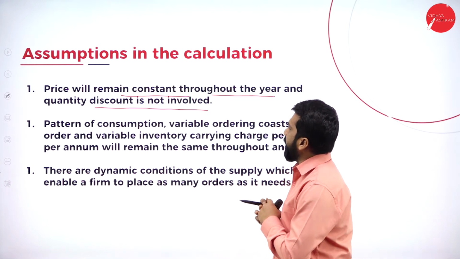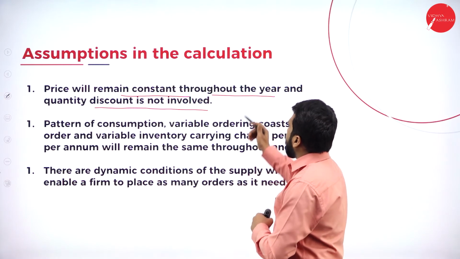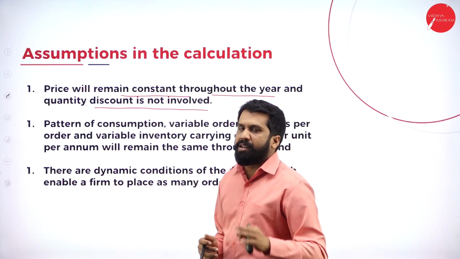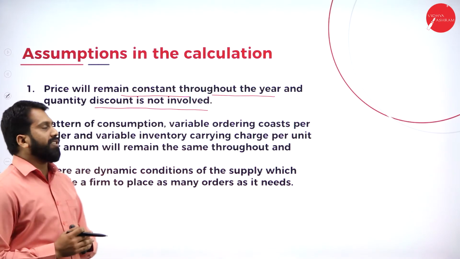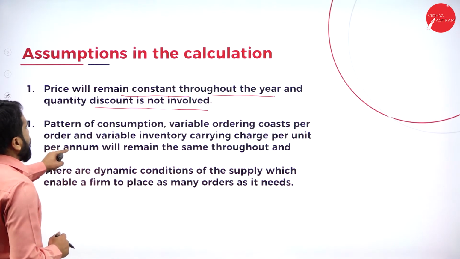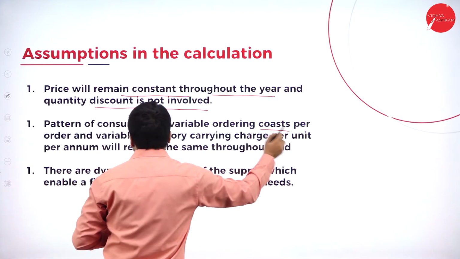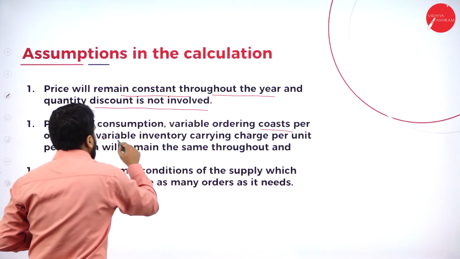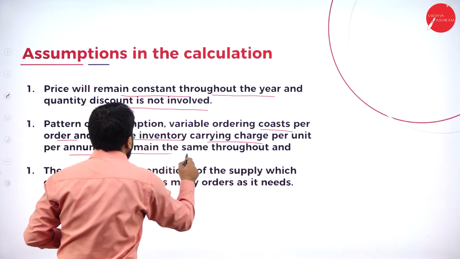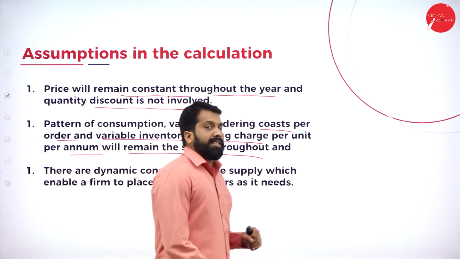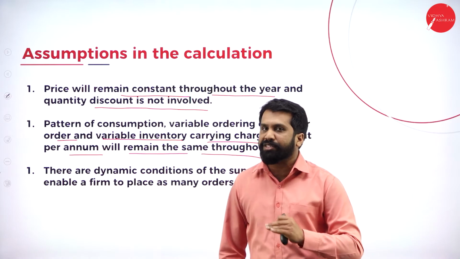Similarly, in EOQ, we have assumptions. Which are those? We have assumption that price will remain constant throughout the year. Complete year, the price will not change. It is always constant. This is the first point. Second, pattern of consumption variable, ordering cost per order and variable inventory carrying charge per unit per annum will remain the same. Everything we assume that it will be constant, it will not change.